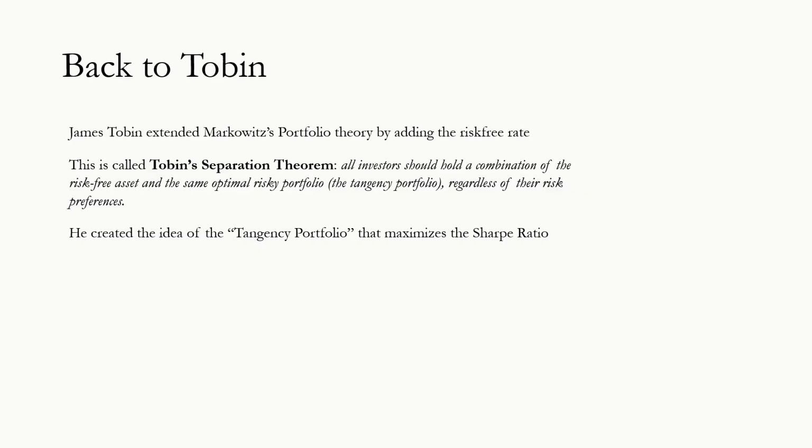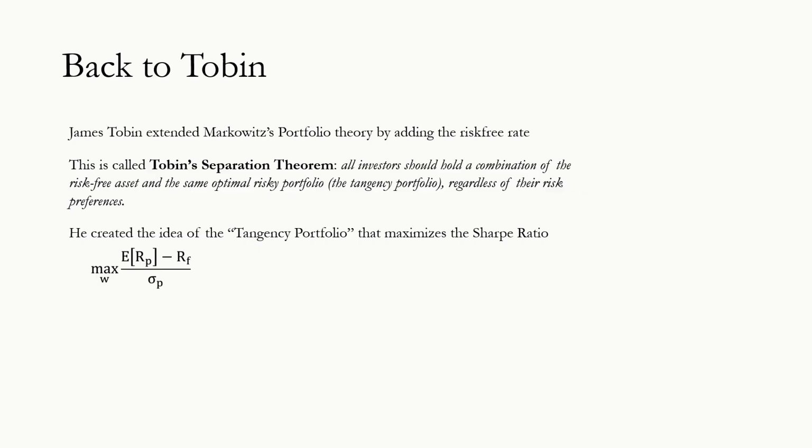So let's go back to Tobin. James Tobin extended Markowitz's portfolio theory by adding the risk-free rate. This is called Tobin separation theorem. All investors should hold a combination of the risk-free asset and the same optimal risky portfolio, the tangency portfolio, regardless of their risk preferences. He created the idea of the tangency portfolio that maximizes the Sharpe ratio, which is this.